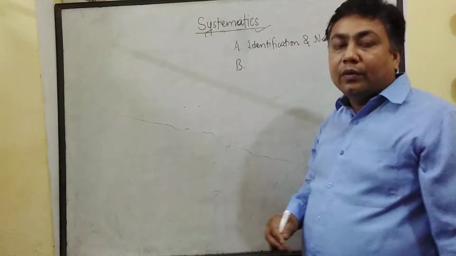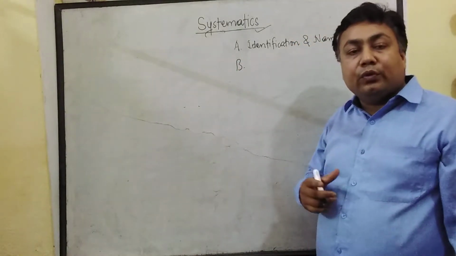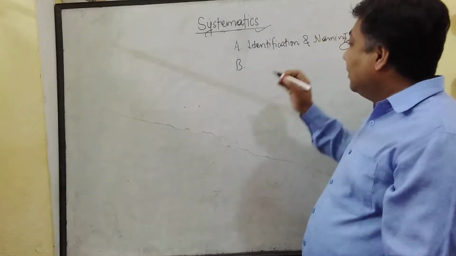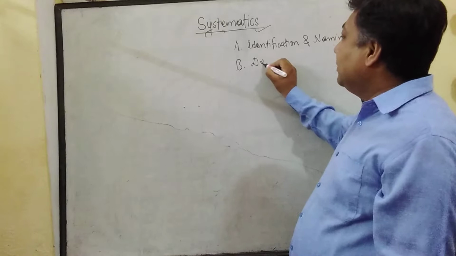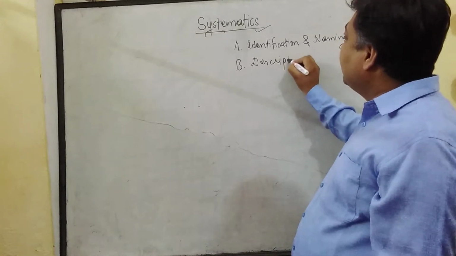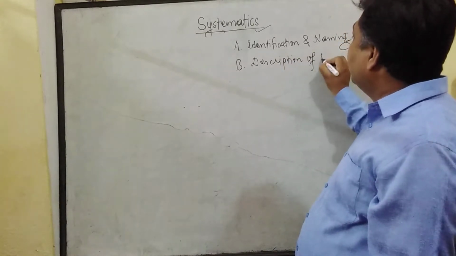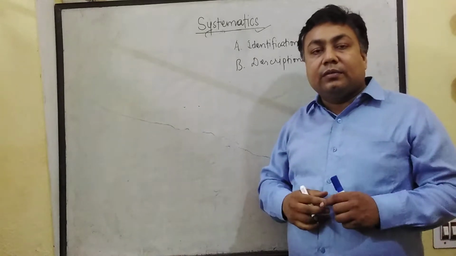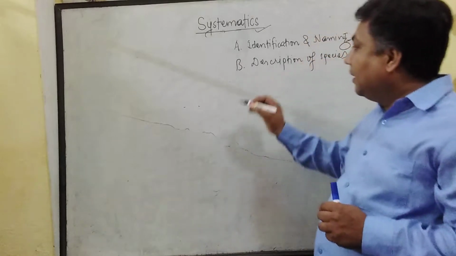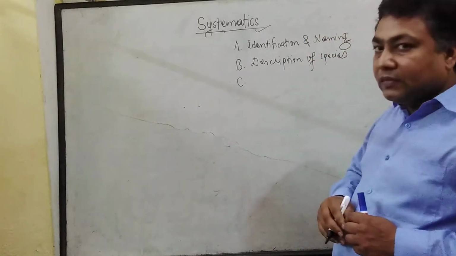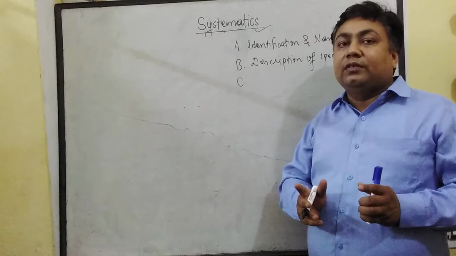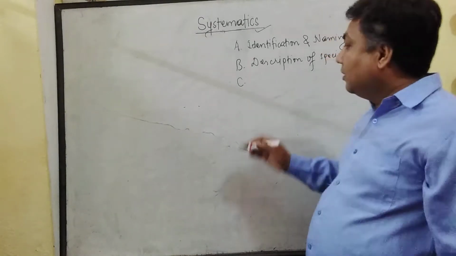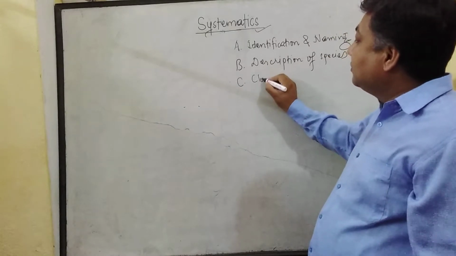B. What is the second point? The second task in systematics is description of a species. Description of species. What is the third task which is done under systematics? C. Classification of the species under taxonomical rank. Proper classification.